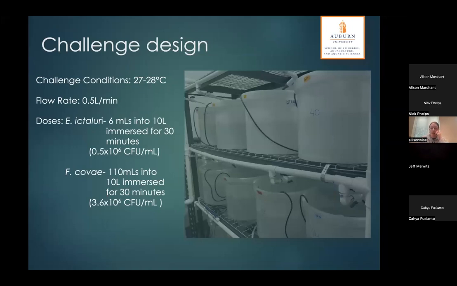So just for my challenge conditions, the challenge was conducted between 27 and 28 degrees Celsius at a 0.5 liters per minute flow rate. And then for my doses, I gave the ictaluri full groups 6 mLs into 10 liters and bathed it for 30 minutes with no flow. And then I did the same thing for F. covae, but instead did it with 110 mLs into 10 liters, immersed it for 30 minutes as well. And ictaluri, the full groups got delivered 0.5 times 10 to the 6 CFU per mL. And for F. covae, the full dose got 3.6 times 10 to the 6 CFU per mL.